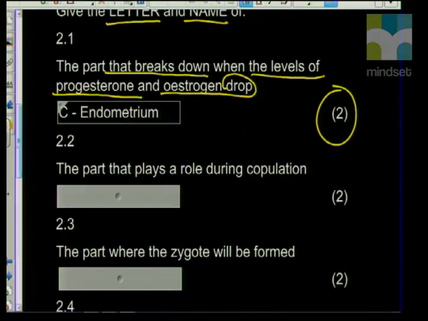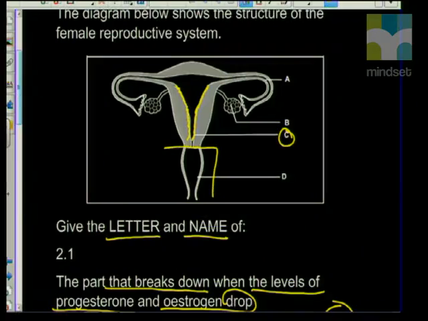Next one. The part that plays a role during copulation. In other words, making love. So where does the penis get put in? It's simple. Where does the penis enter the female? It is the vagina, and it is shown on the diagram. There it is. The vagina is there. That's where the penis goes in.